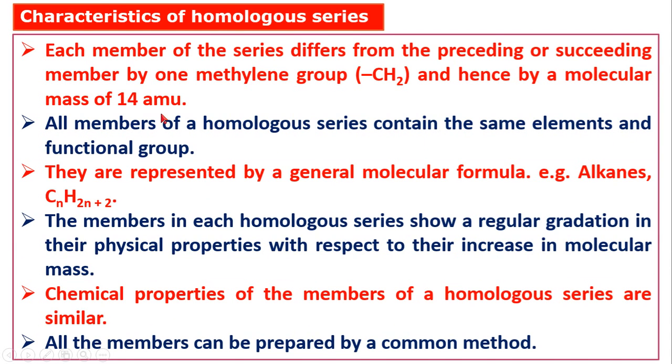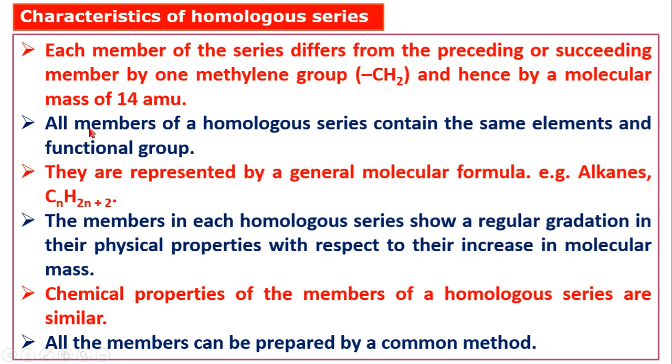Then what are the characteristics of homologous series? The first one, each member of the series differs from the preceding or succeeding member by one methylene group. Methylene group means CH2, and hence by a molecular mass of 14 atomic mass unit. So here in methylene, the atomic mass of carbon is 12, hydrogen 1 into 2, 2. So 12 plus 2, 14. So the molecular mass, they differ by 14 atomic mass unit.